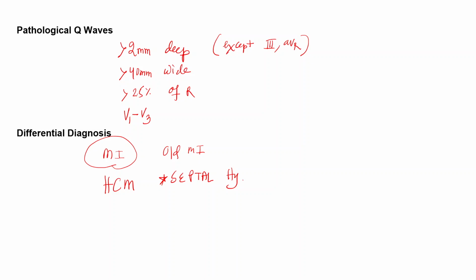Sometimes it may be a normal variant, sometimes it can be seen in dextrocardia, or sometimes wrong lead placement. So these are some of the other causes for Q waves, but the most important ones for exam are myocardial infarction and hypertrophic cardiomyopathy, or septal hypertrophy.